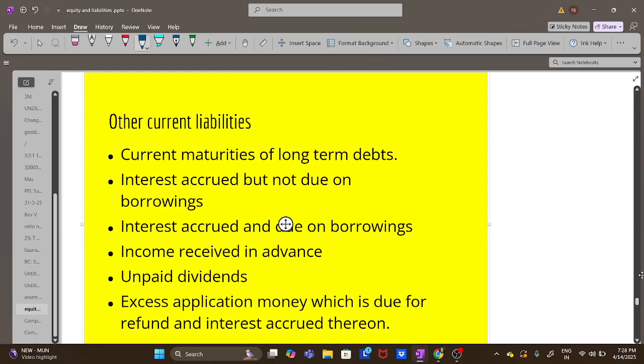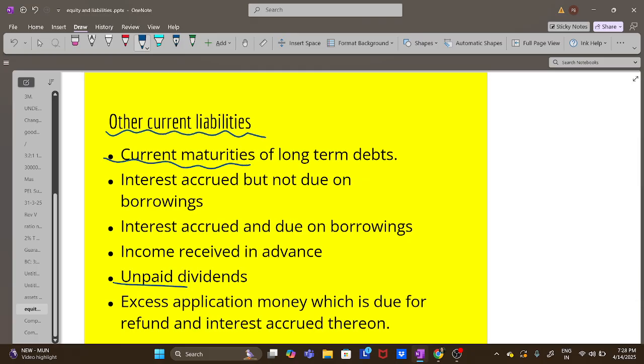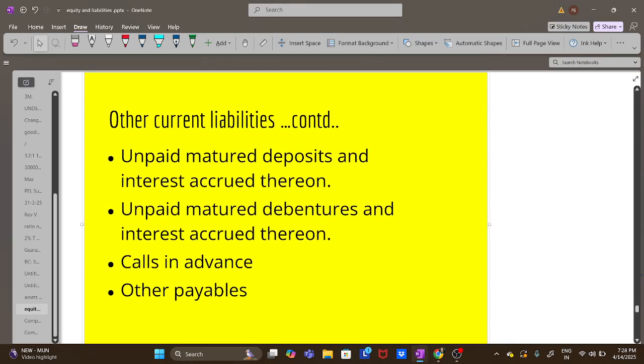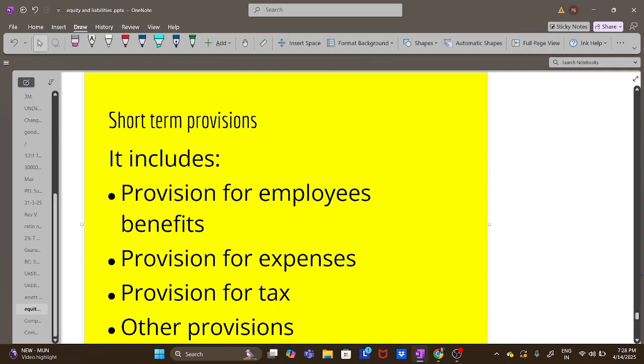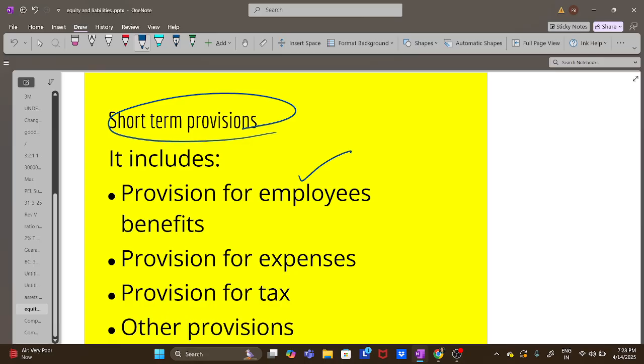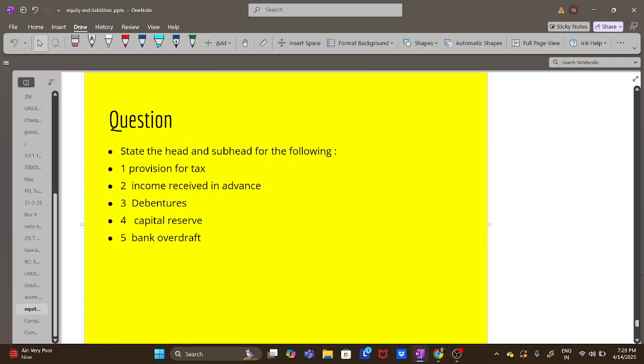Current maturity of long-term debt comes under other current liability. The meaning of the same was just explained. Unpaid dividend, income received in advance, rent received in advance are other current liabilities, which come under current liability under the head equity and liabilities. So these are some examples of other current liabilities. Then we have short-term provisions: provisions for employee benefit, provision for expenses to be paid shortly, any other provision where the duration is shorter. So you could be given a question like this.